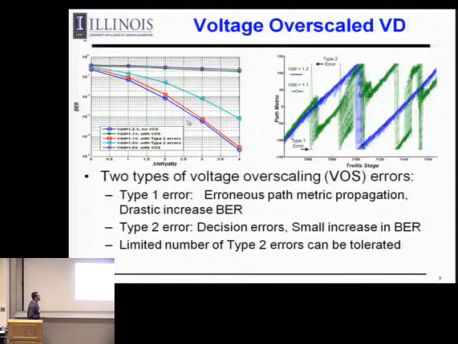However, if you look at comparator errors, we can tolerate a small number of these errors because the path metric is correct, but I'm choosing a less likely path. So depending on the percentage of these errors, your increase in bit error rate is still tolerable. There's the red and the blue curve here.